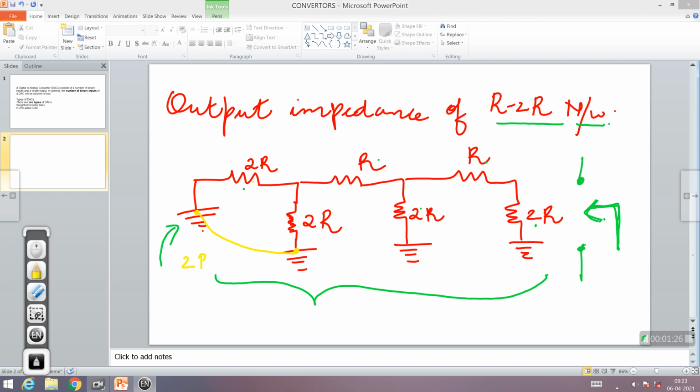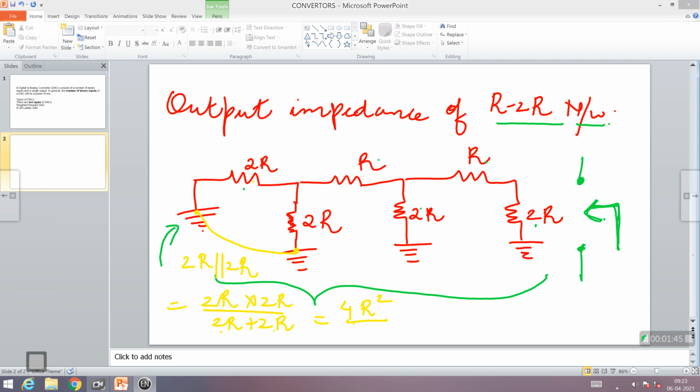So when both of them are in parallel, 2R in parallel with 2R, how do you multiply? 2R multiplied by 2R divided by 2R plus 2R. When I use the parallel formula, I get the equivalent resistance. 2R times 2R comes out to be 4R square. Denominator 2R plus 2R comes out to be 4R. This 4 and 4 get cancelled, one R and one R get cancelled, so it is R.